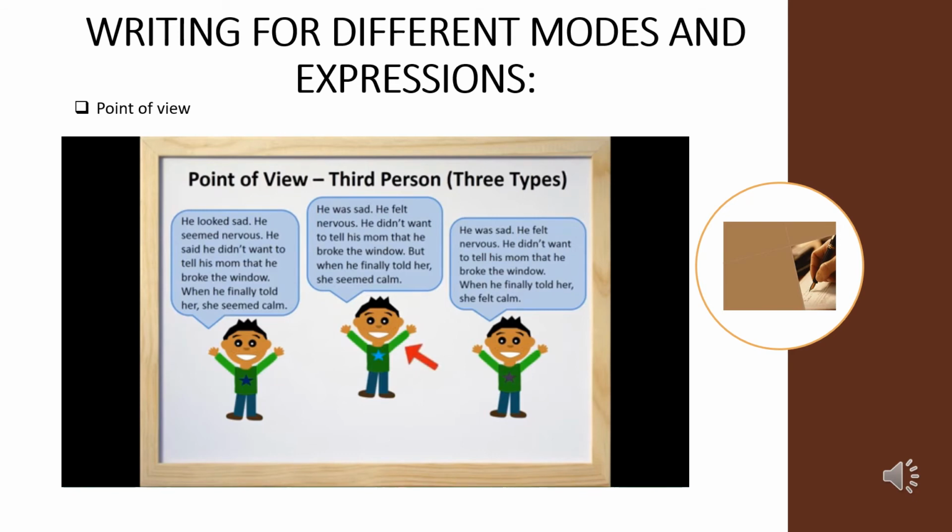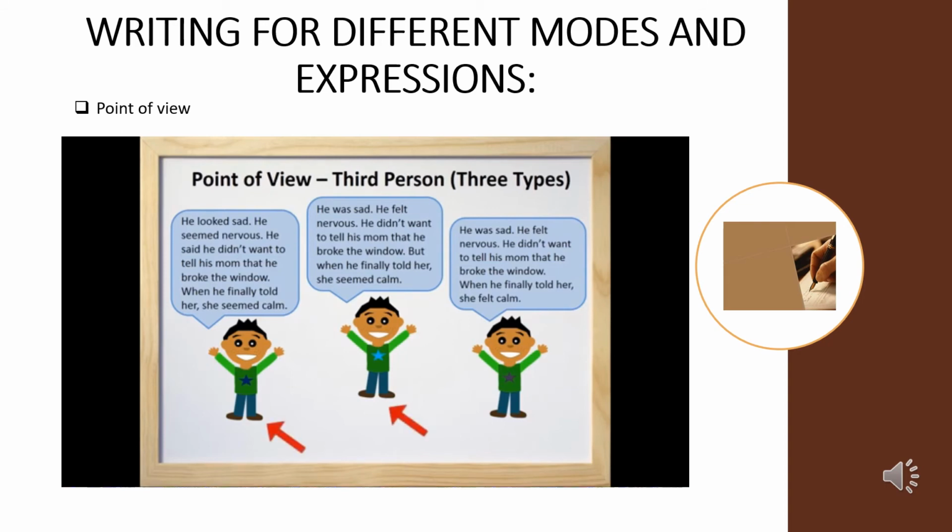The second narrator says, "He was sad. He felt nervous. He didn't want to tell his mom that he broke the window. But when he finally told her, she seemed calm." And the third narrator says, "He was sad. He felt nervous. He didn't want to tell his mom that he broke the window. When he finally told her, she felt calm." There are small differences in the words of each narrator. Can you see what they are?